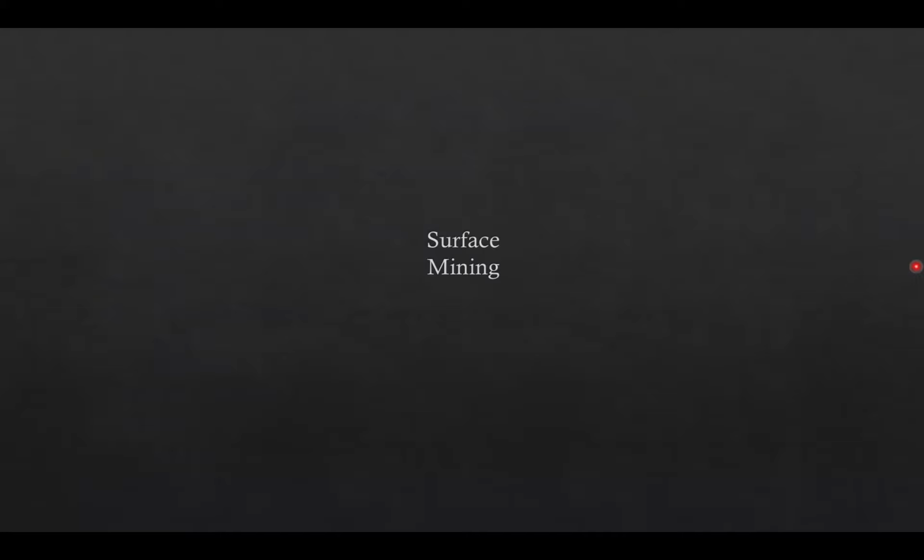Before going to the next stage, let's have a very brief look into the surface and underground mining methods which are used in the exploitation stage. Surface mining is the predominant exploitation procedure worldwide. It includes mechanical excavation and aqueous extraction methods.